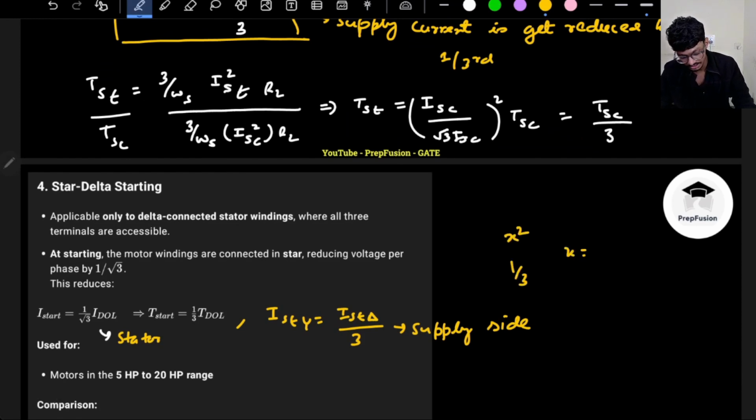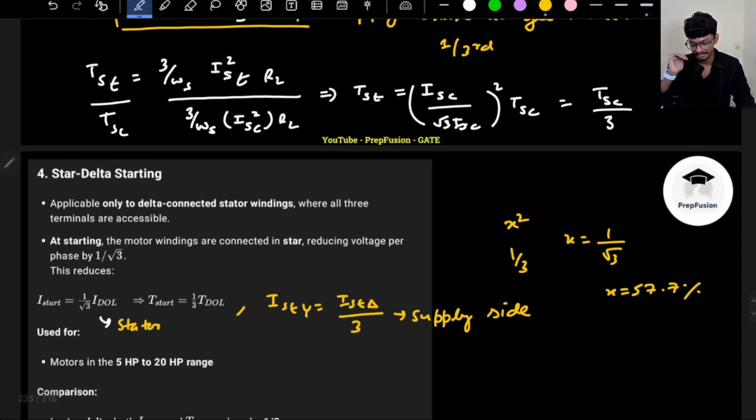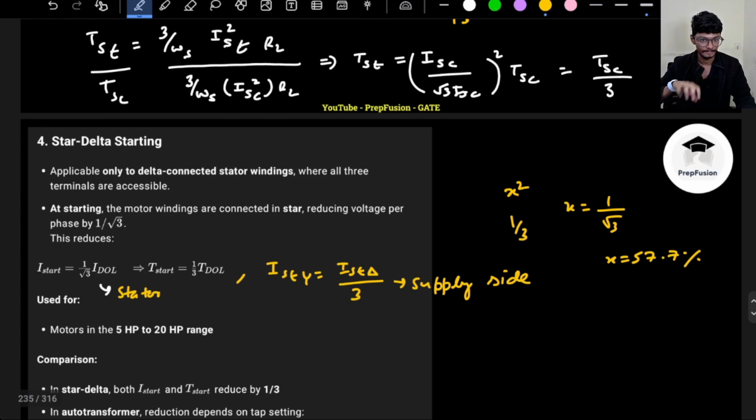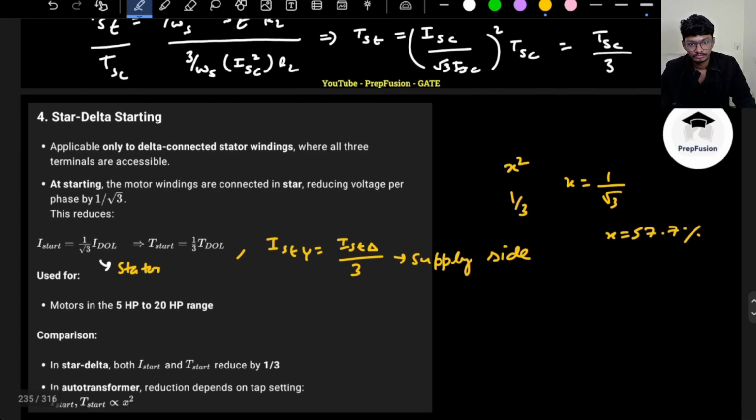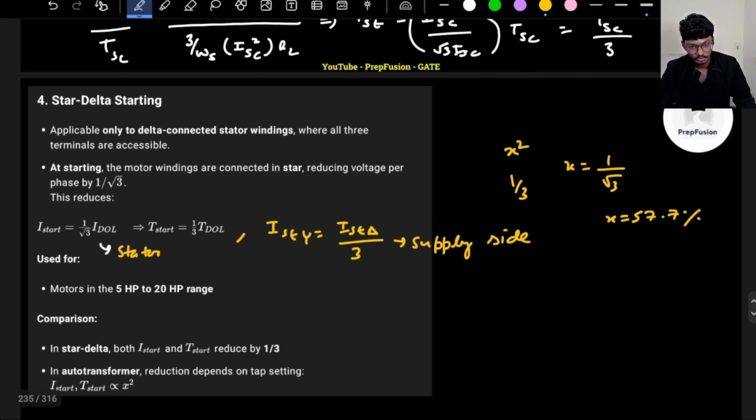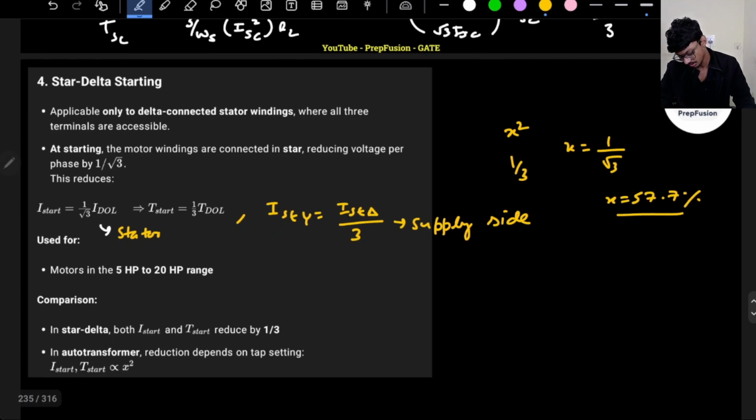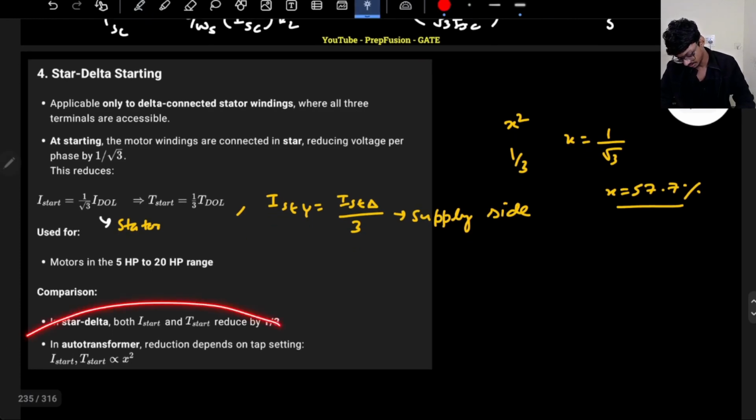So basically my x, what kind of tapping will I need? 1 by root 3. What is 1 by root 3? It is basically 57.7%. So in auto transformer I need to tap 57.7% to get the same current as star delta. Okay. So auto transformer starting is analogous to star delta if the tapping is 57.7%. So that is what we have discussed over here.